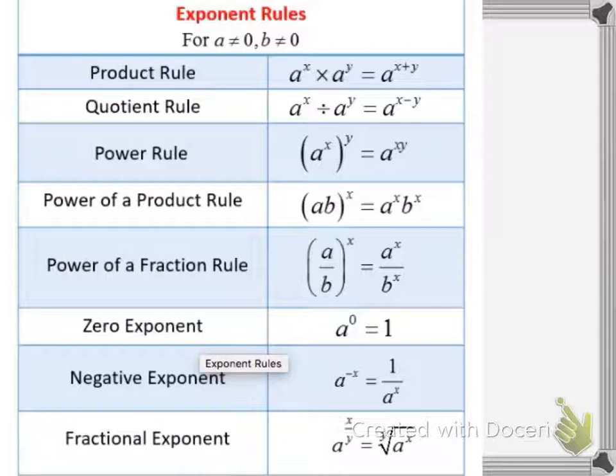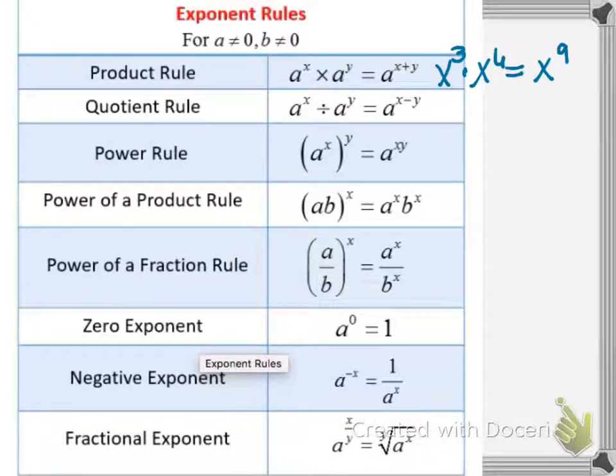So for instance, here I have a to the x times a to the y. Well, the bases are both a. So we can do this anytime that base is the same. And what the property says is when you have two bases that are the same that you're multiplying, you add the exponents. So for example, if I had x to the third times x to the sixth, that would be x to the ninth power.